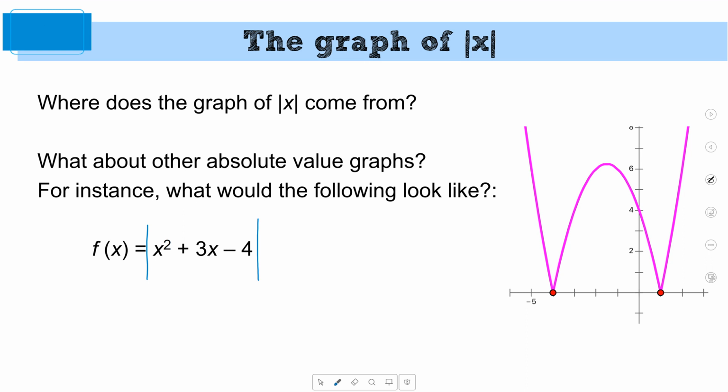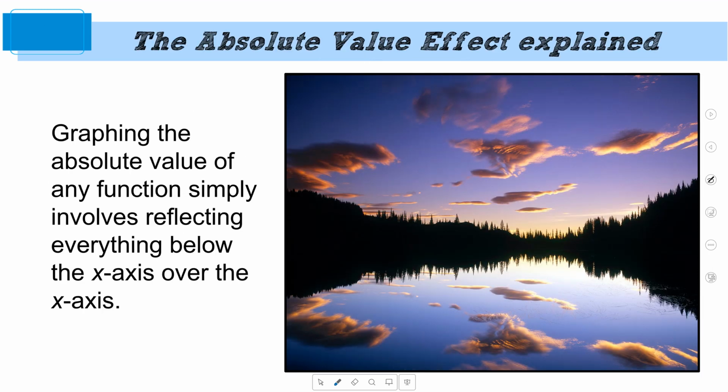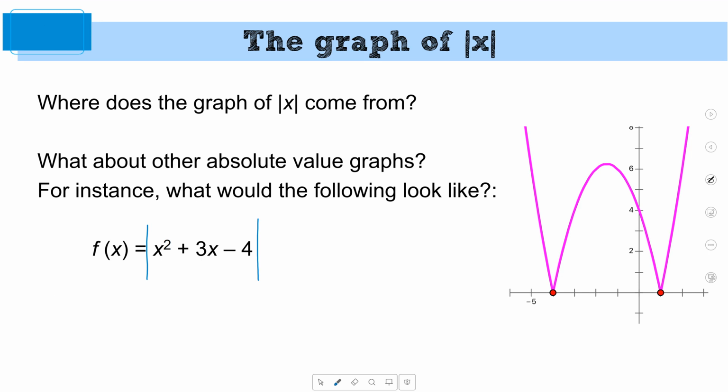I did type it up, though. It looks like that. If you're taking the absolute value of any function, you graph the function, and whatever's below the x-axis, flip it up on top. So this idea allows us to delve a little bit deeper into why the absolute value of x is a V.